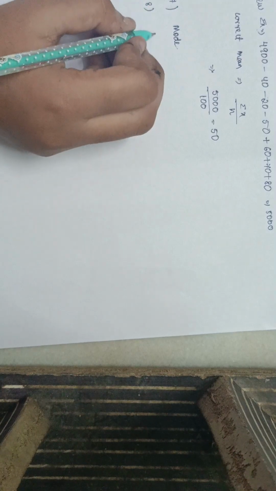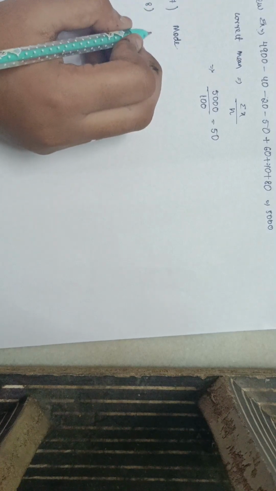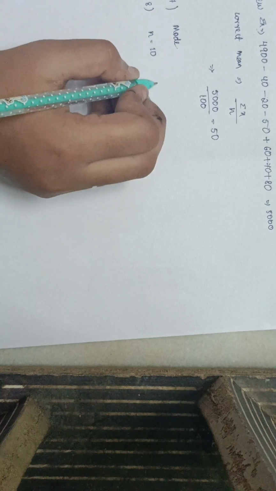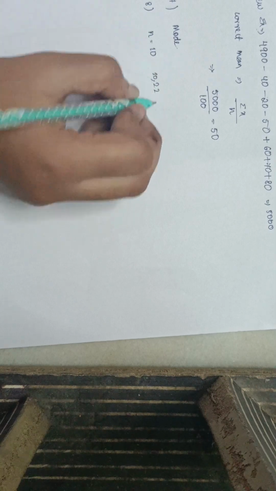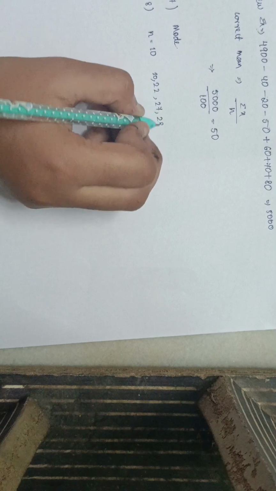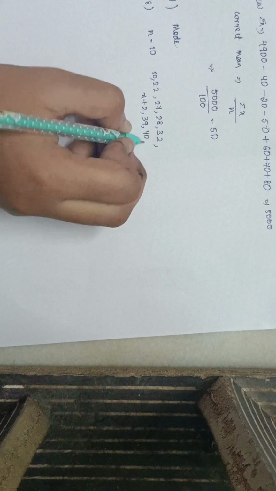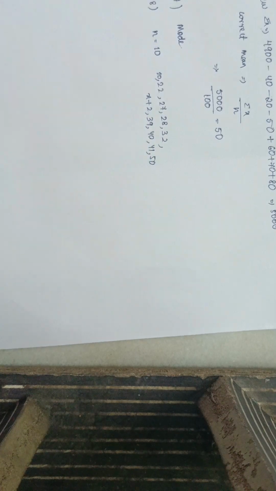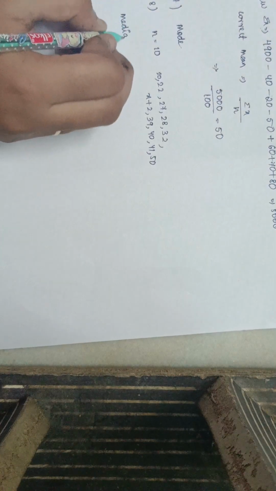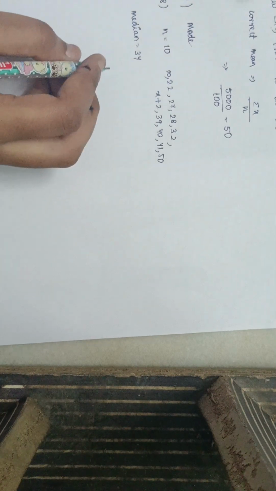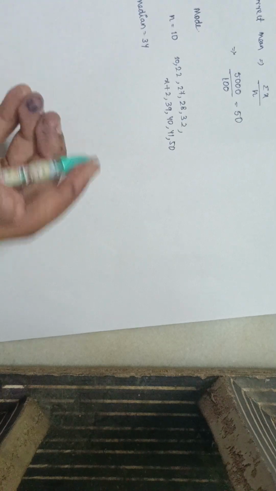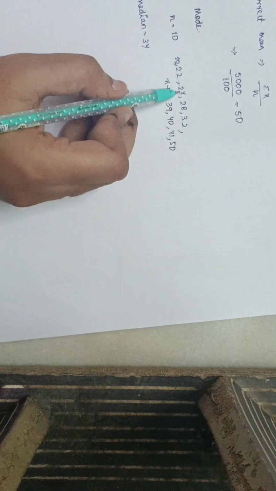Next one. The median of 10 observations is given, and the observations are 20, 22, 27, 28, 32, x plus 2, 39, 40, 41, and 50. They are arranged in ascending order and given that median equals 34. They are asking to find the value of x. From this, they are already placed in ascending order.